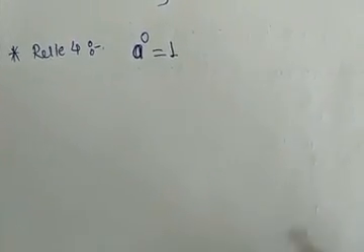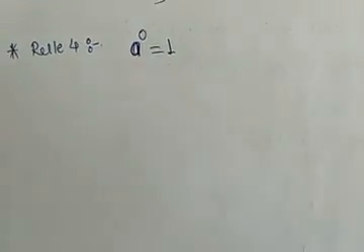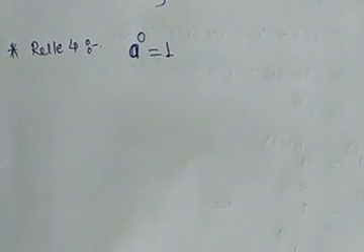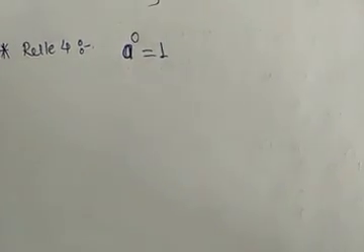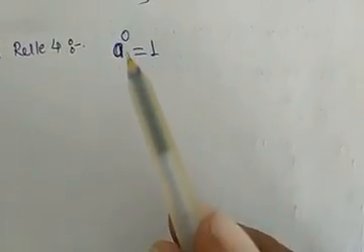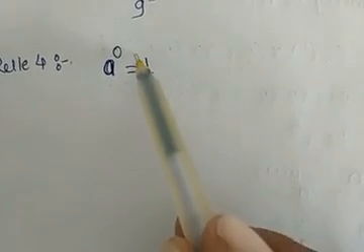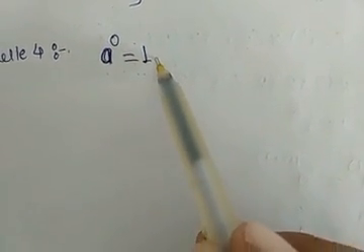Now we are going to see rule number 4. In the previous lecture we have studied the first 3 rules of indices. So rule number 4 is a to the power 0 is always equal to 1.